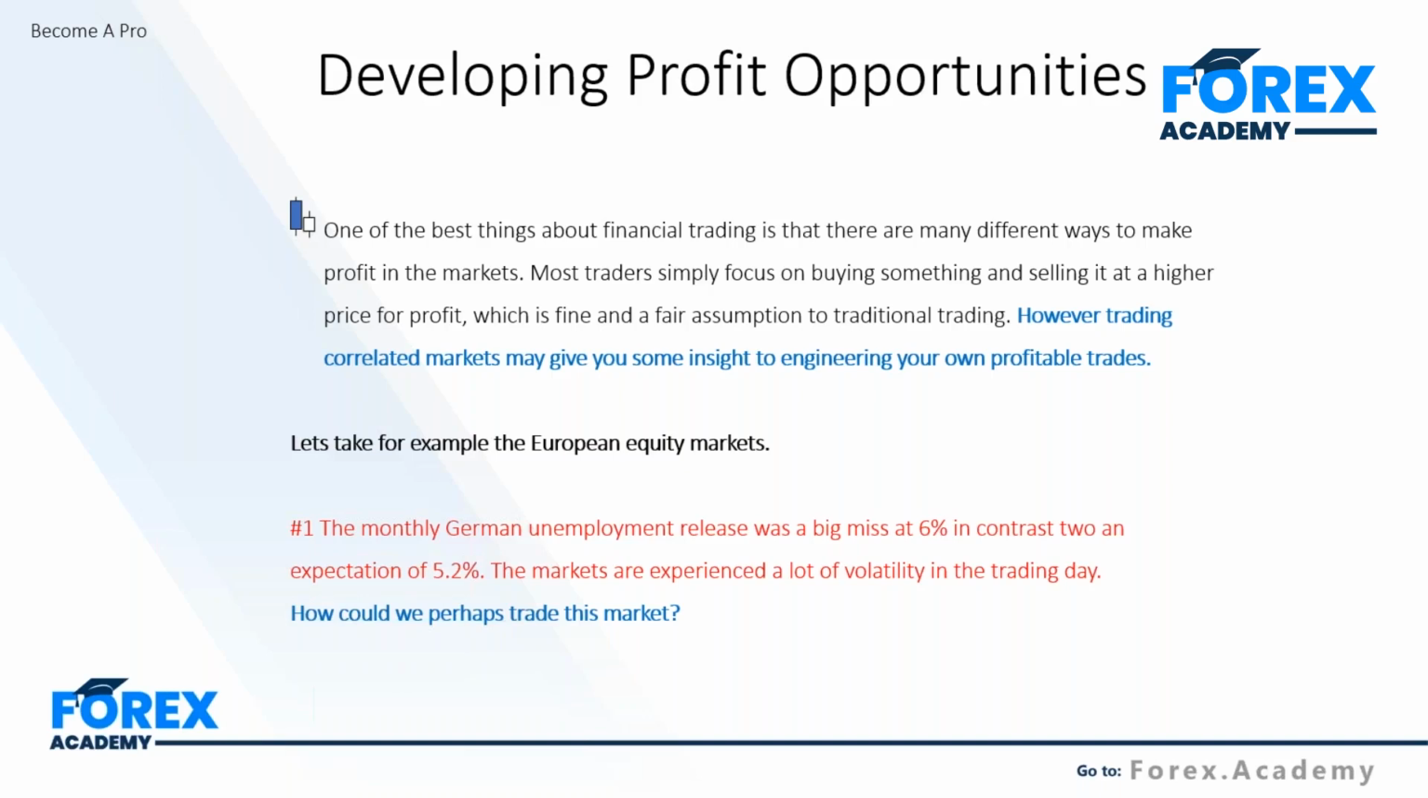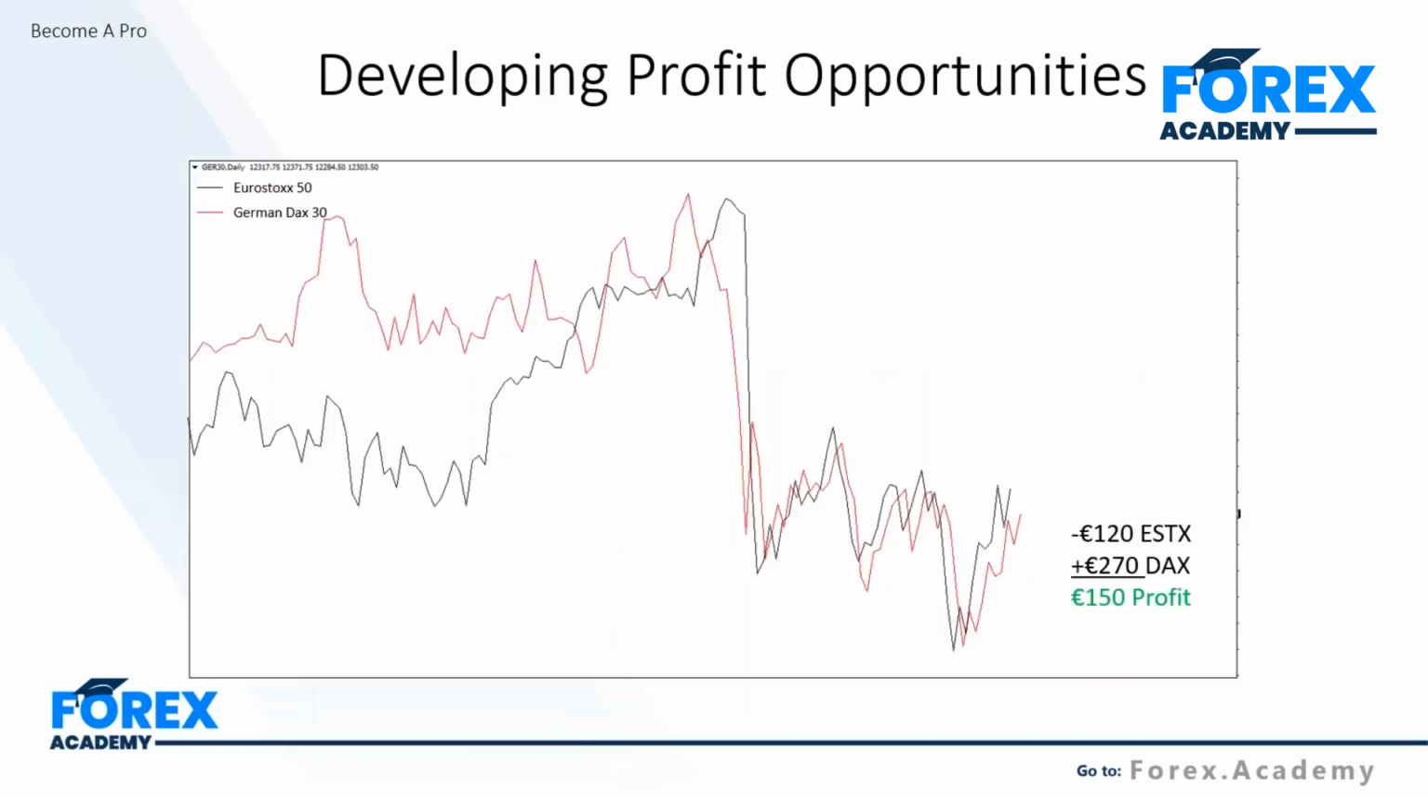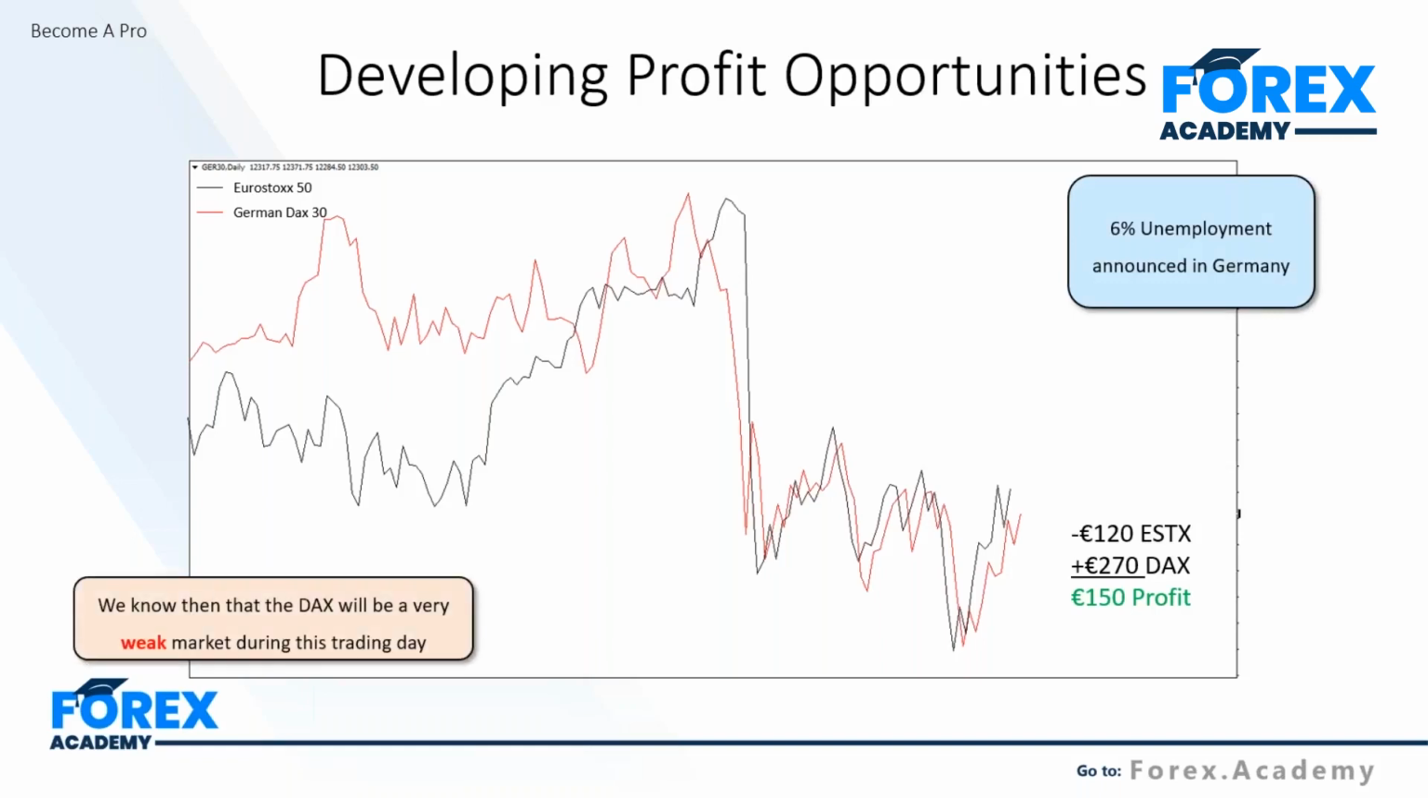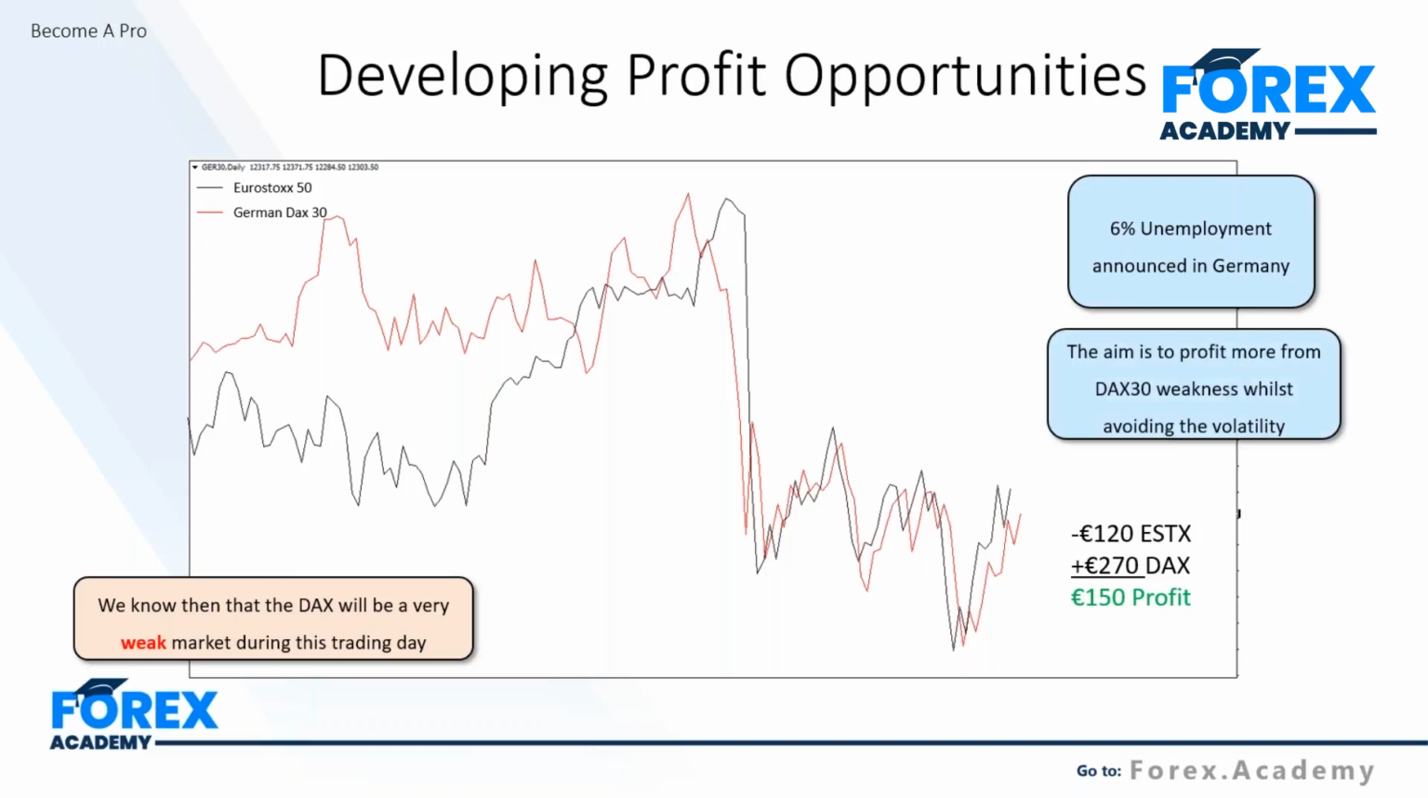Well, let's assess it. We have the Euro Stoxx 50 and the German DAX. Again, let's go through the figures here. Well, 6% unemployment announced in Germany. We know that the DAX will be a very weak market during the course of this trading day. What we may look to do is spread trade these markets. So I'll walk you through this. The aim is to profit more from the DAX 30 weakness whilst avoiding the volatility. So we're looking to mitigate risk with correlated assets. So we sell the DAX, and we buy the Euro Stoxx.